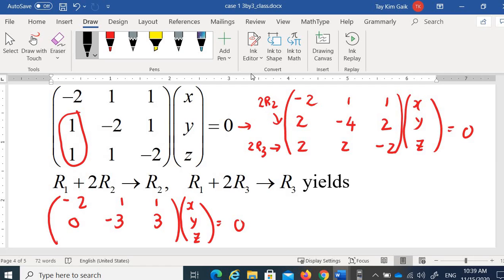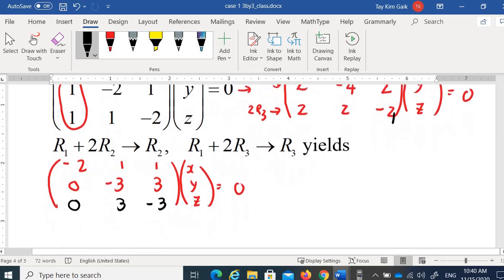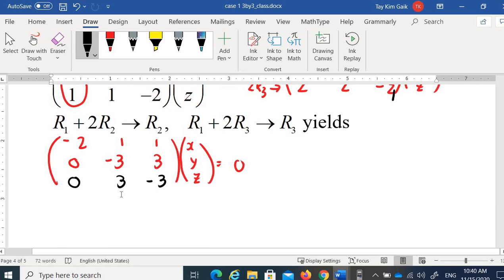So negative 2 plus 2, 0. 1 plus 2, you have 3. 1 plus negative 2. This one I think I forgot to times 2. Negative 2 times 2, this is negative 4. So 1 plus negative 4, negative 3. So this is what you got.